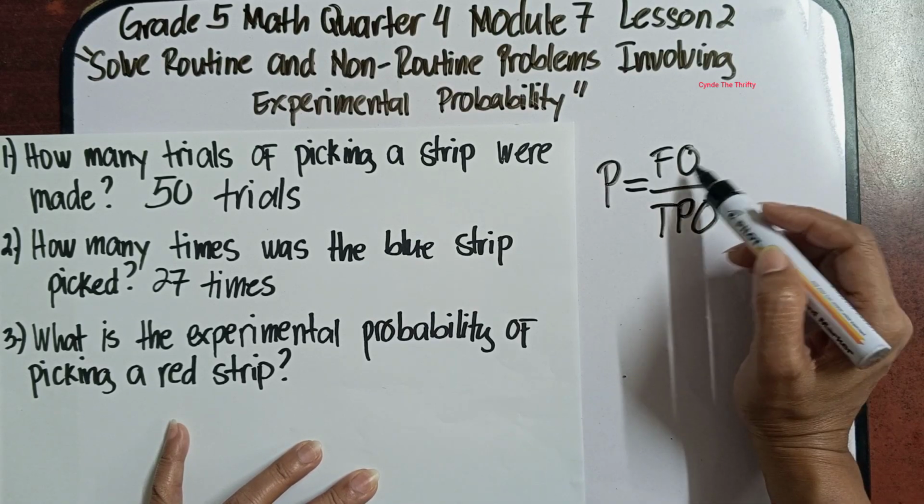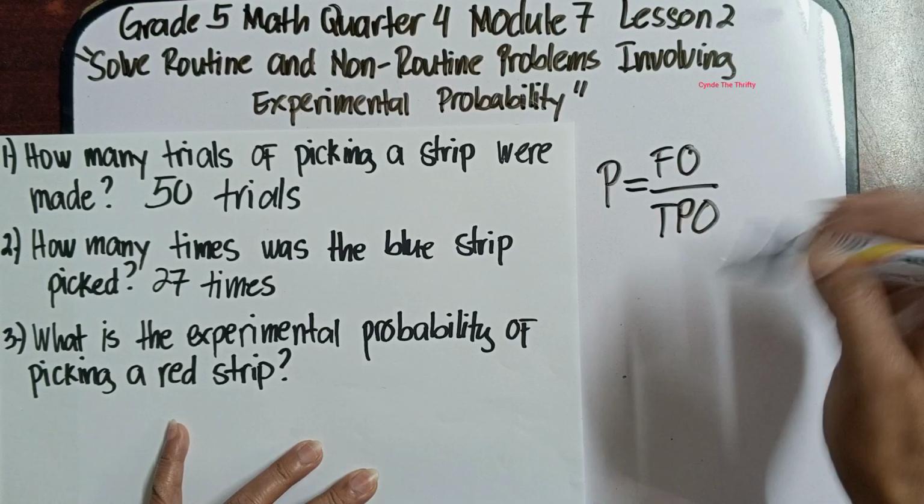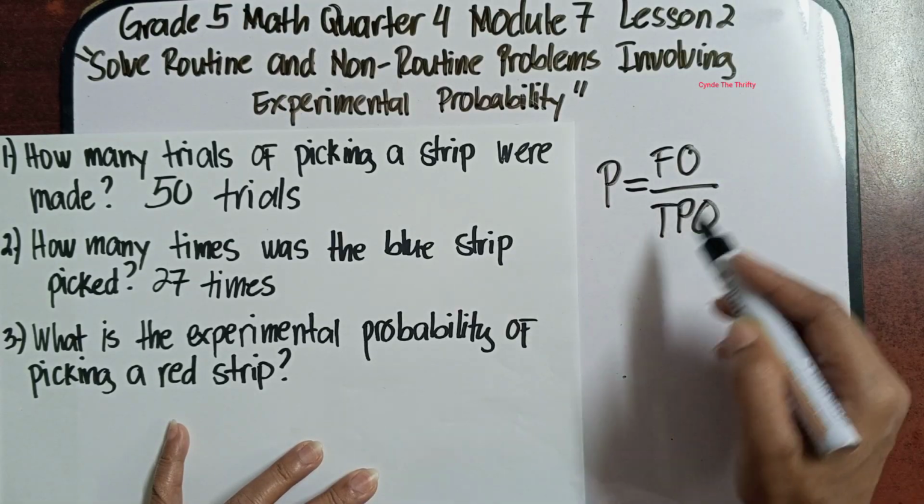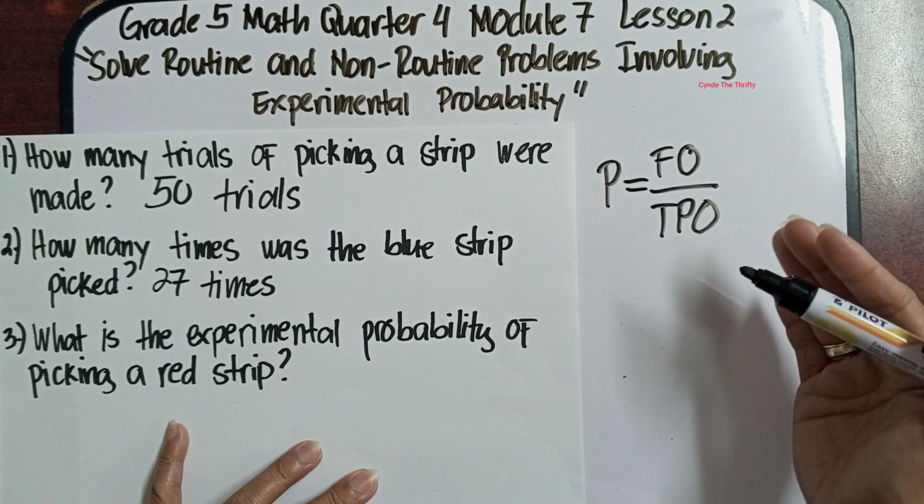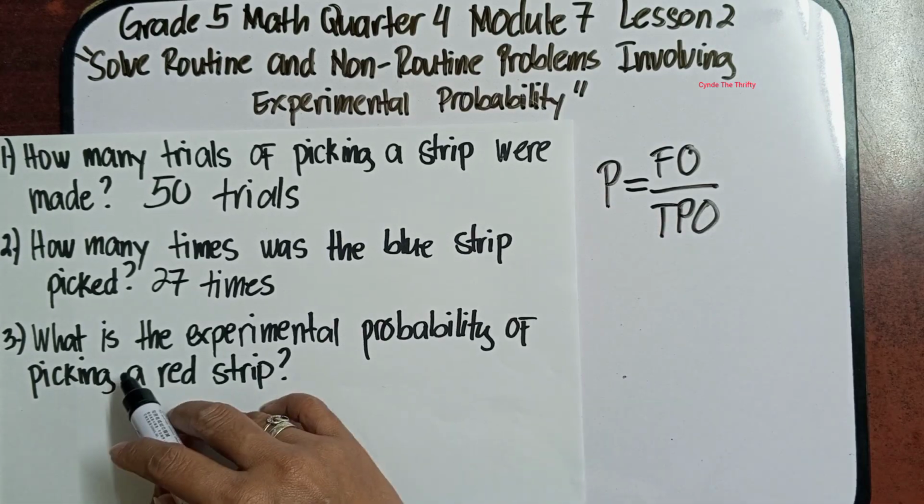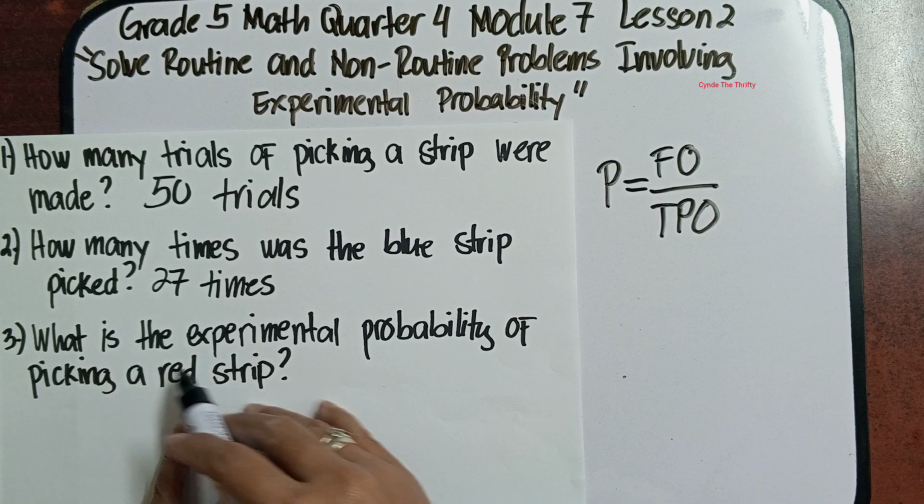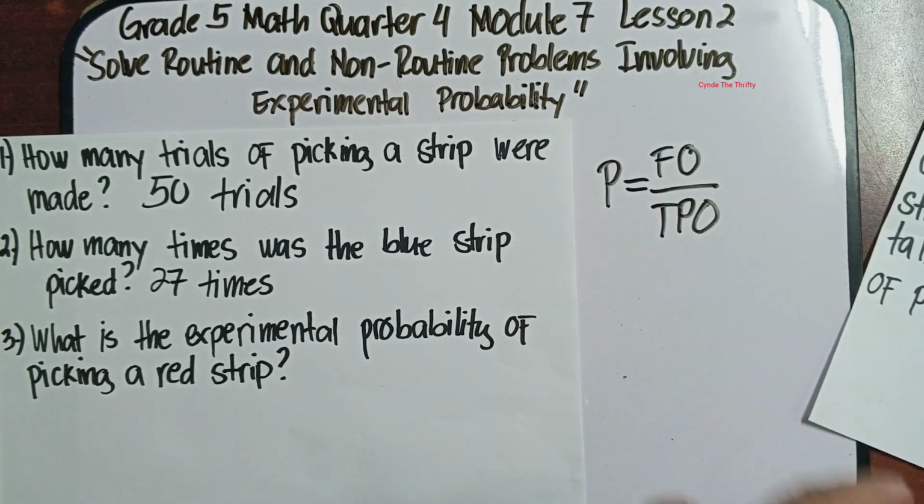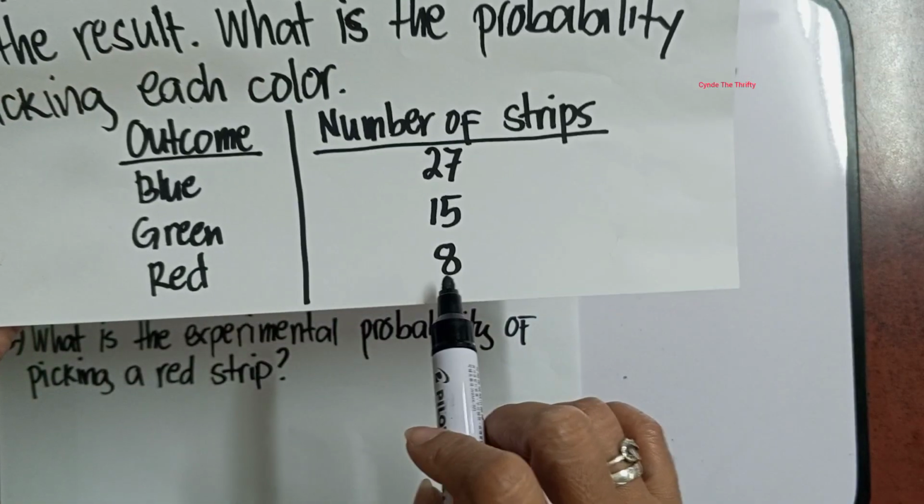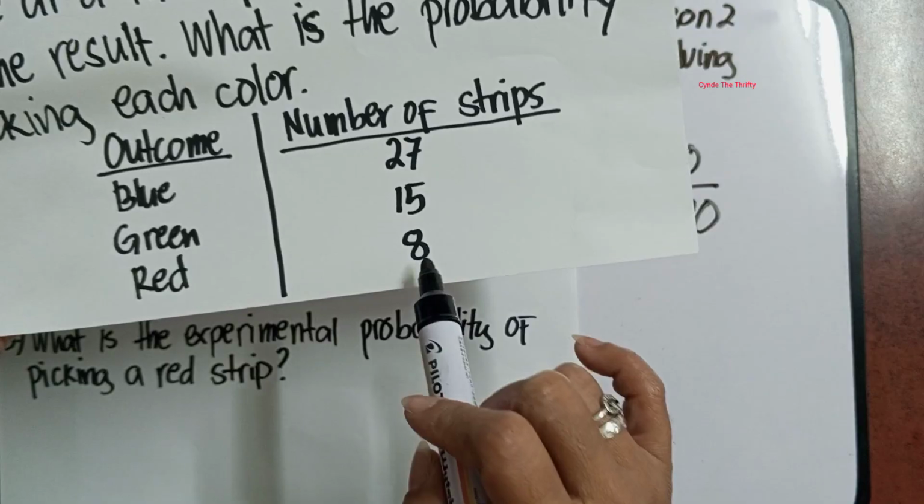Ano yung favorable outcomes? Yun yung kung ano yung gusto mong mangyari. Divided by the total possible outcomes kung ilan yung kasali or sinali mo sa iyong experiment. So for example, itong question number 3 natin, what is the experimental probability of picking a red strip? So ilang times niya na-pick ang red strip? 8 times. So ibig sabihin, ito yung ating favorable outcome.